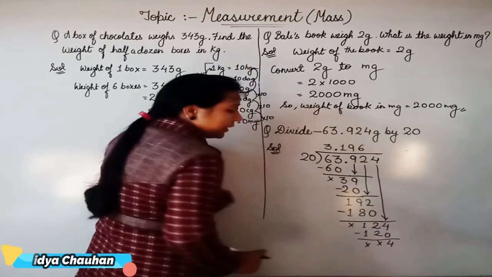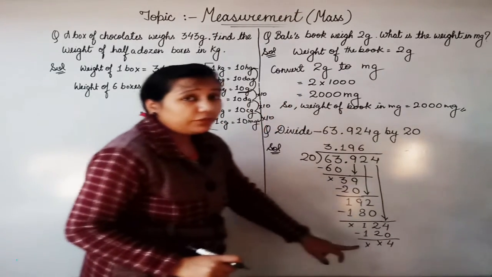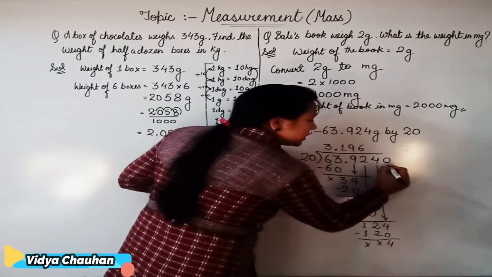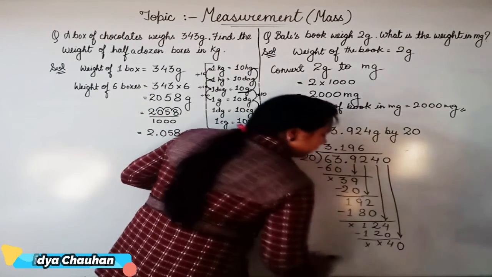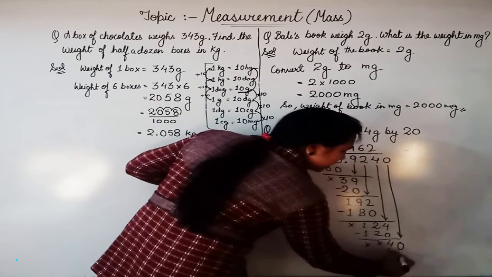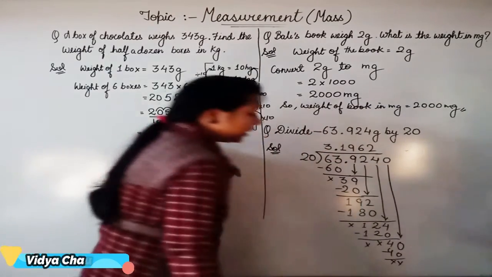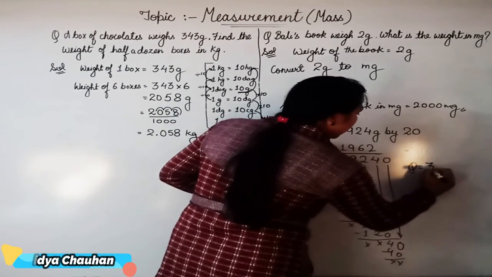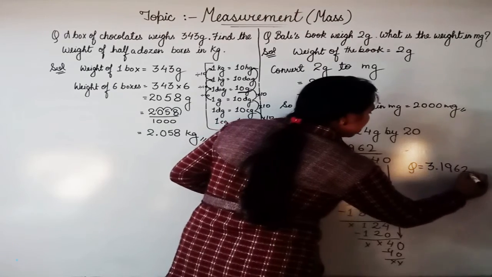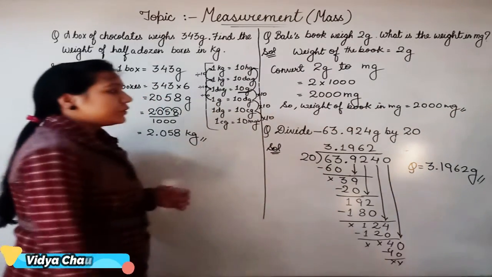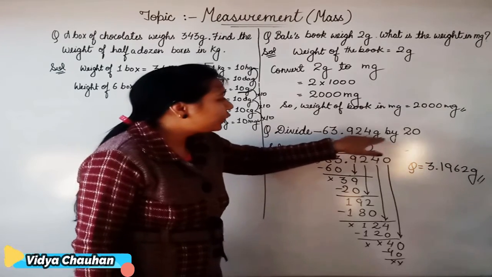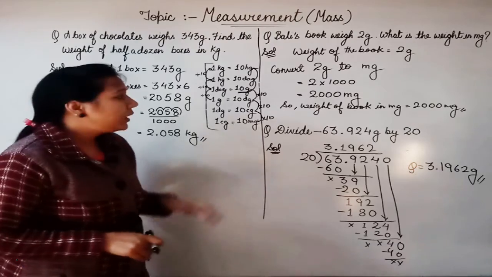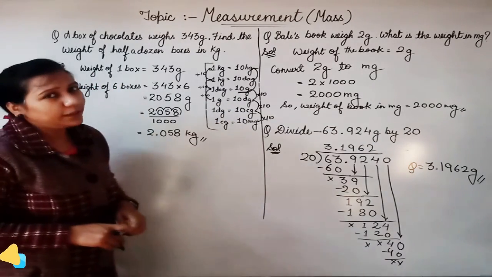Now since we are left with some remainder at this point, your division is not complete yet. So what you will do, as there is a decimal, you'll get a 0 in return. So that will be 0. 20 2s are 40. Subtract it here, you'll get your remainder as 0. So the final answer, the quotient, is equal to 3.1962 grams. So the division of 63.924 gram by 20 is 3.1962 gram. I hope the solution to all these 3 questions is clear to all of you.